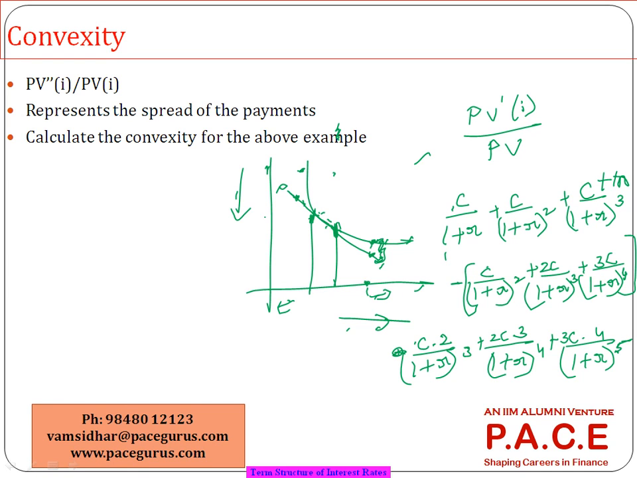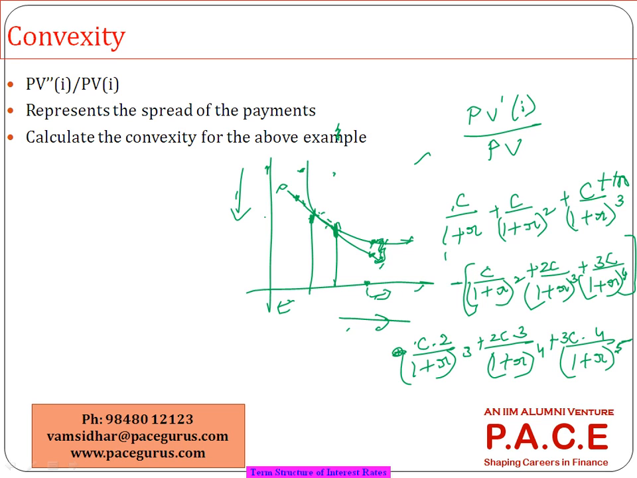The higher the convexity is, what it means is the interest rates will change very drastically. The spread is going to be much higher, whereas the lesser convexity indicates that the spread is much lesser. So that is how in this context we are computing the convexity.